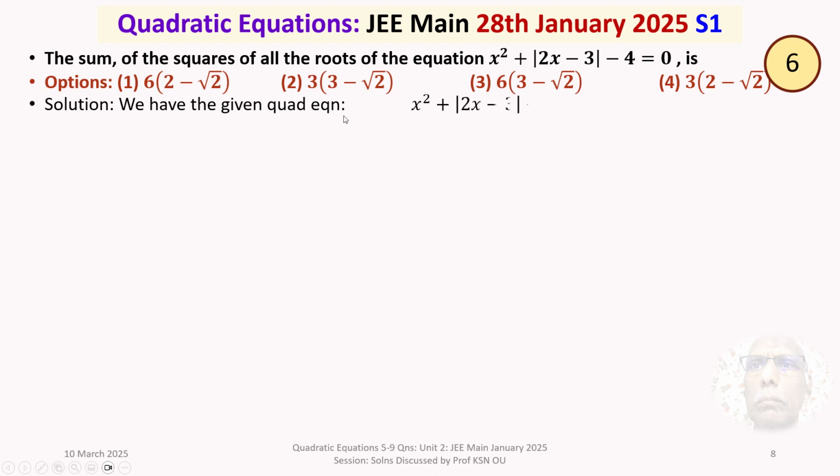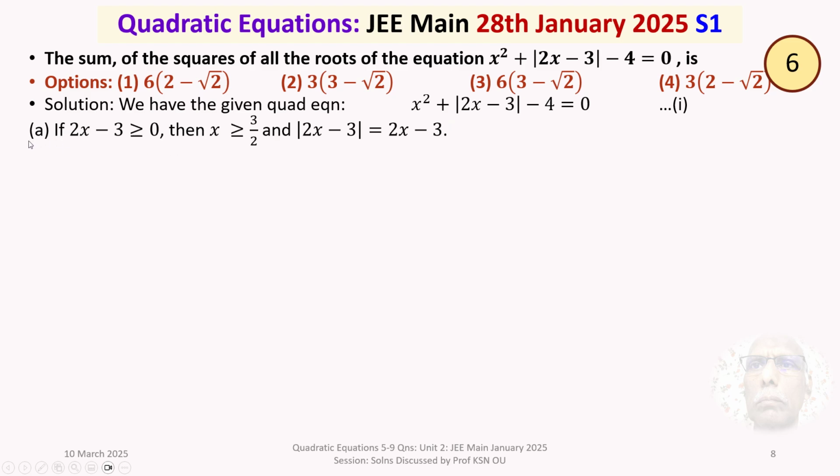We have the given equation x square plus mod of 2x minus 3 minus 4 is equal to 0. Let's call this equation 1. Now, we deal with it in 2 cases. Case A, when 2x minus 3 is greater than or equal to 0. When 2x minus 3 is greater than or equal to 0, x is greater than or equal to 3 by 2, and mod of 2x minus 3 is equal to 2x minus 3. So replace mod of 2x minus 3 by 2x minus 3 and write down the given equation. Right, the given equation will become x square plus 2x minus 7 is equal to 0.